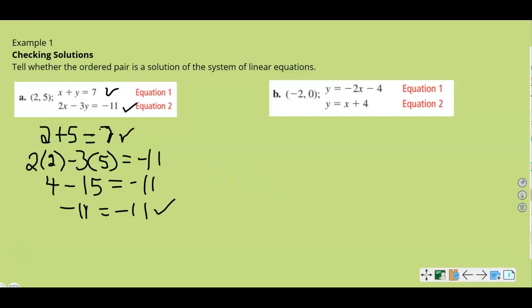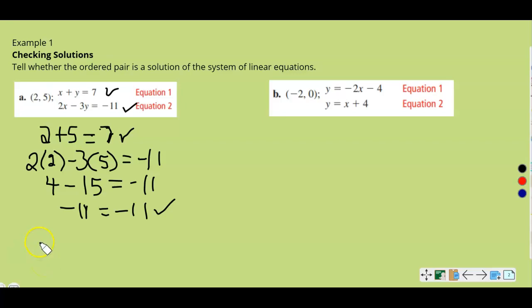All right, let's do example B. Take a moment, see if you can do this. Go ahead and pause the video. Once you have time to substitute your x and y into both equations, check it. Come back and see if you did it correctly.